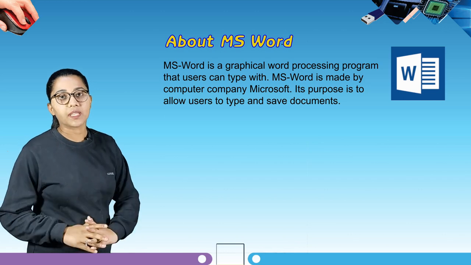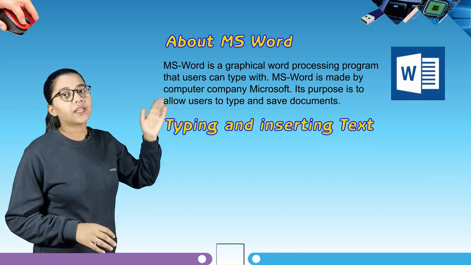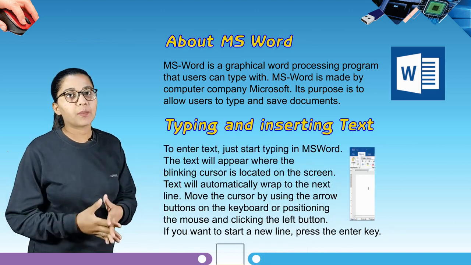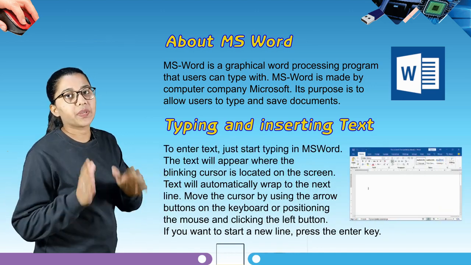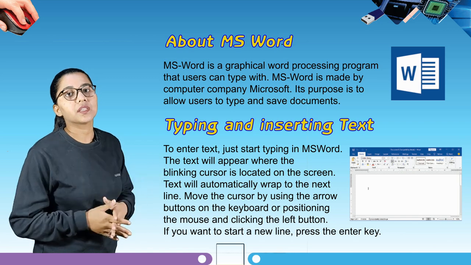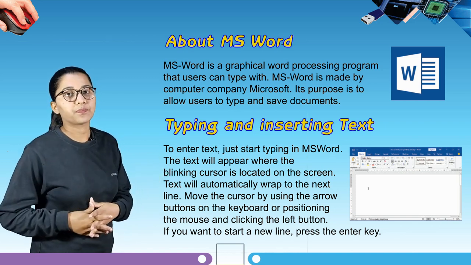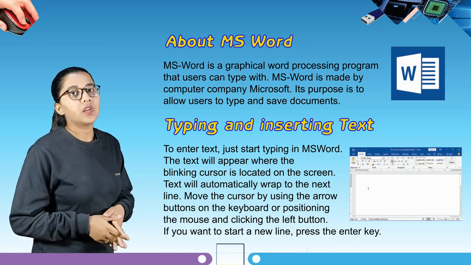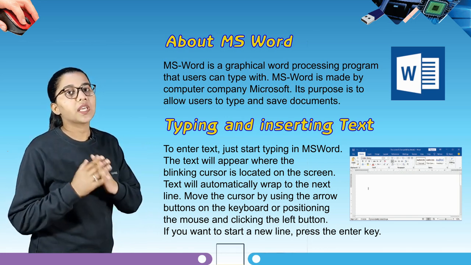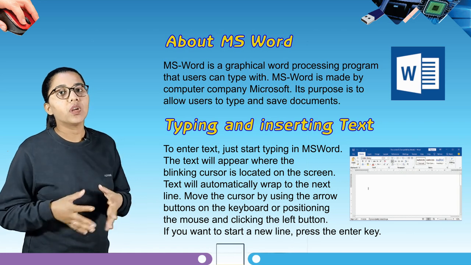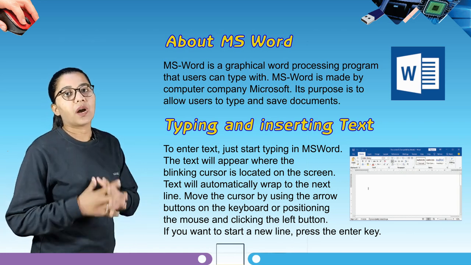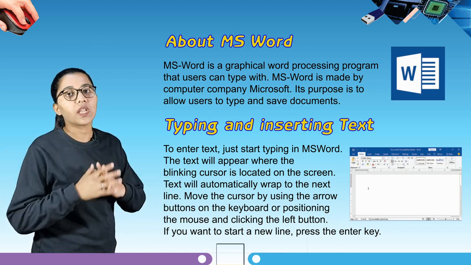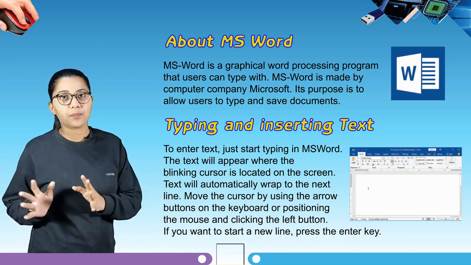Now our next topic is typing and inserting text. To enter text, just start typing in MS Word. The text will appear where the blinking cursor is located on the screen. Text will automatically wrap to the next line. Move the cursor by using the arrow buttons on the keyboard or positioning the mouse and clicking the left button. If you want to start a new line, press the enter key.